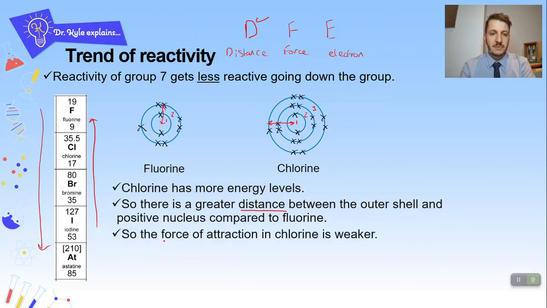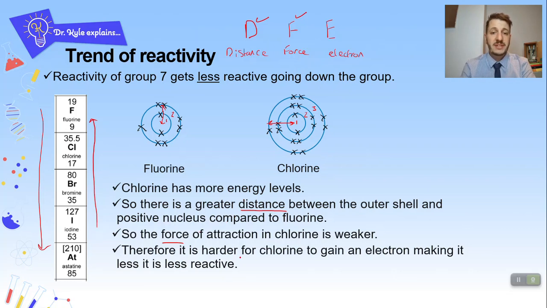So what does that mean? The force of attraction in chlorine becomes weaker. Therefore, it is harder for chlorine to gain an electron. And so hopefully we can recognise that fluorine wants to gain that 1 electron to get a full outer shell, and fluorine is more reactive because the force is stronger, chlorine is less reactive because the force is weaker. There's a bigger distance there, making the force weaker. Hence why chlorine is less reactive.